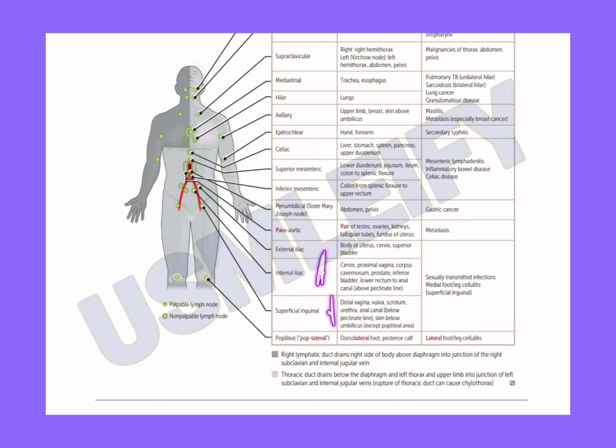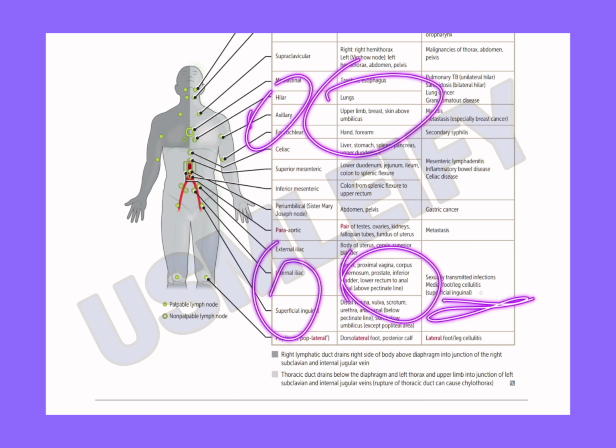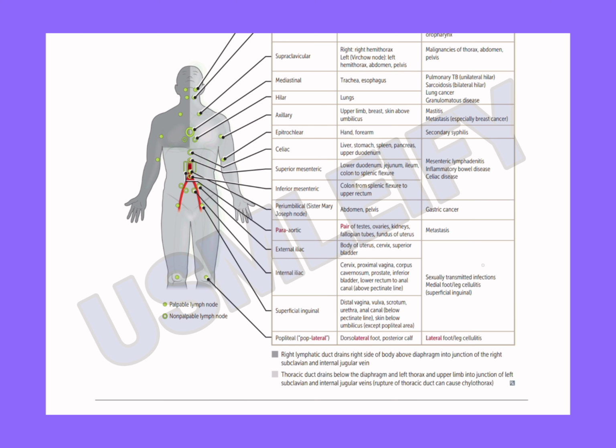Internal iliac is for above the pectinate line, superficial inguinal for below the pectinate line, and skin below the umbilicus except the popliteal area. Skin above the umbilicus drains to the axillary nodes, and skin below the umbilicus drains to the superficial inguinal nodes. Associated pathology with the external iliac, internal iliac, and superficial inguinal nodes is sexually transmitted infection, and medial foot and leg cellulitis in the superficial inguinal. Popliteal nodes: dorsolateral foot, posterior calf, and lateral foot and leg cellulitis.